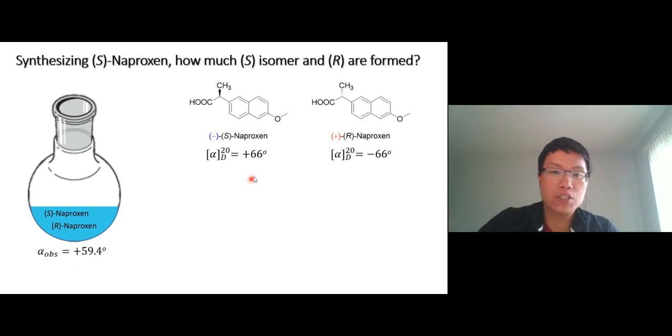And you might be able to guess too. This number is close to S-naproxen, plus 66 degrees. If it were R, it should be negative. So it's closer to S-naproxen, meaning we have more S than R isomers. But how much more? We need to know how much more S than R. When we want to sell this, we don't want any R, right? That's the ideal, but we have a mixture. We should know how much more S we get than R.